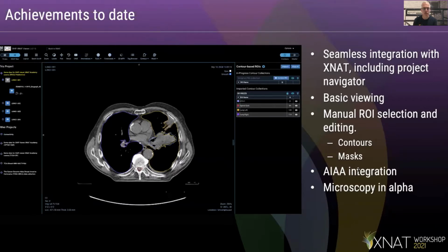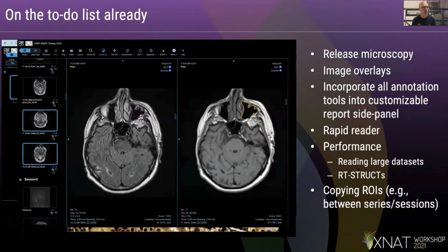We've done a lot of work on regions of interest and editing contours and masks. We've got some basic viewing. We've now got a lot of the tools you expect from a PACS. We've done the integration with machine learning, and as I showed yesterday, the microscopy support is in alpha version. So what do we have still to do?